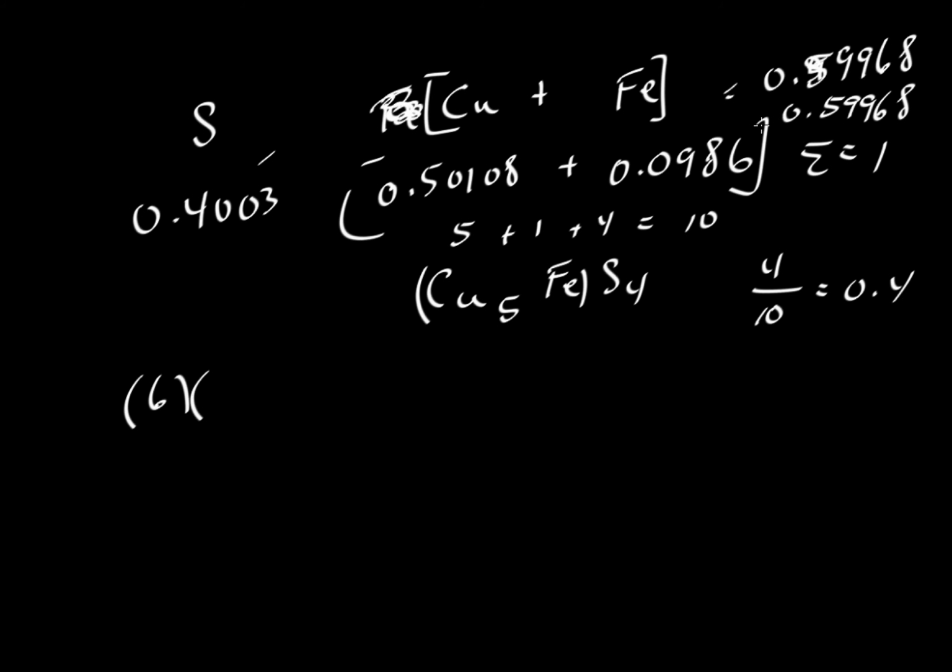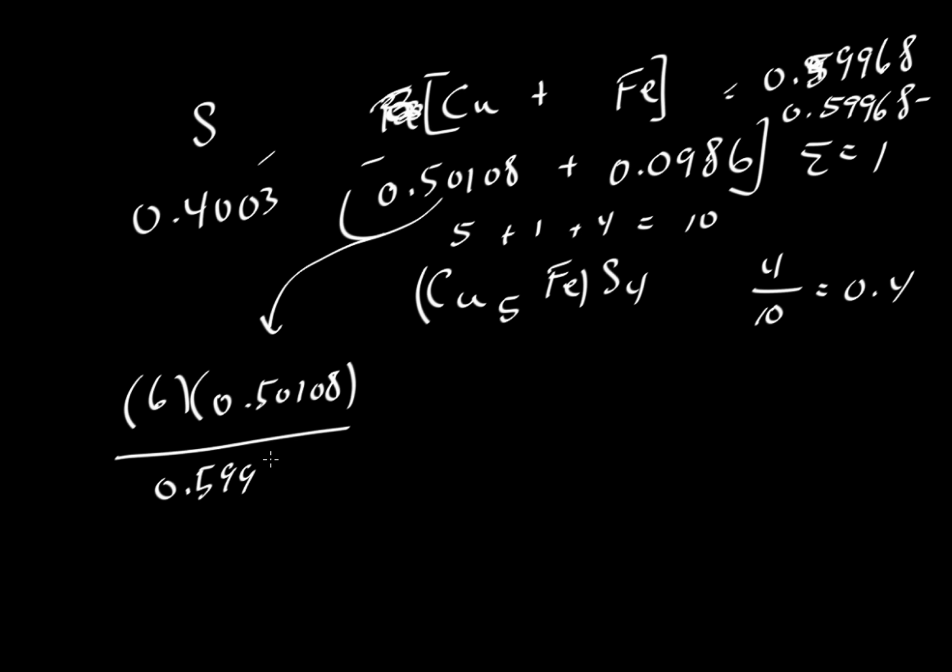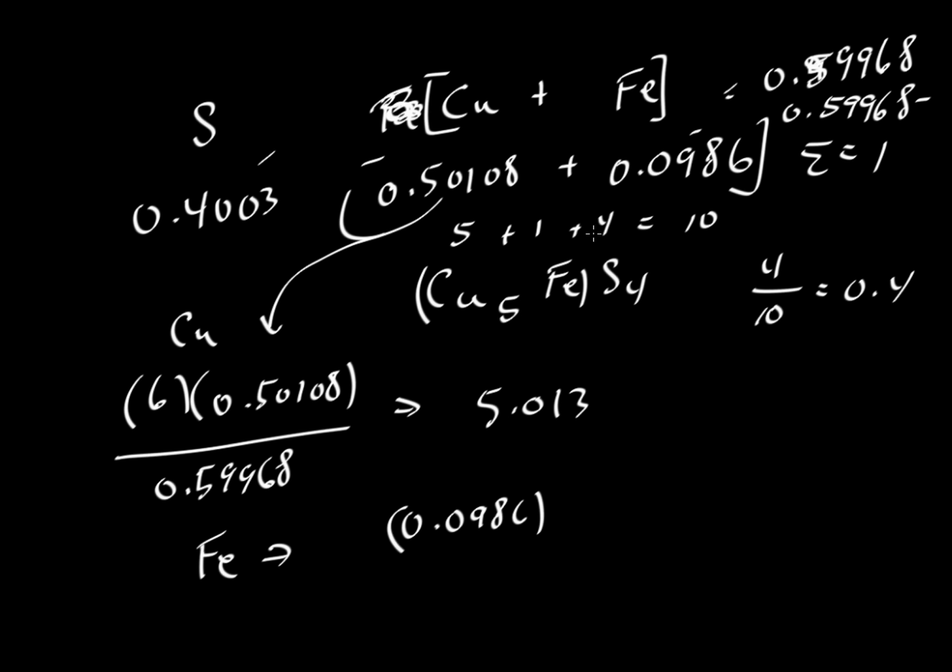We'll just take 6 and multiply it by this over here for copper, 0.50108, and then divide it by the sum, 0.59968. So for copper, we get a value of 5.013, very close to the 5 that we would expect. We could play the same game for iron. For iron, we would take this value, 0.0986. We expect 6 cations per formula unit, so we'll multiply that by 6, and then divide it by the total number of cations, which is again this number over here, 0.59968.